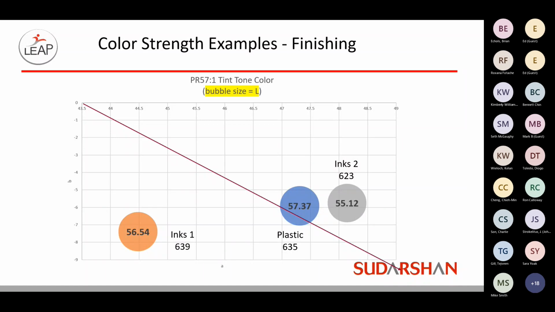And then on the classical side, the Red 57:1, where we had 2 inks grades and 1 plastics grade, we see that the plastics grade actually is on the weaker side in comparison between all 3 taken together. And one of the inks grades shows up to be a stronger product in this particular evaluation.